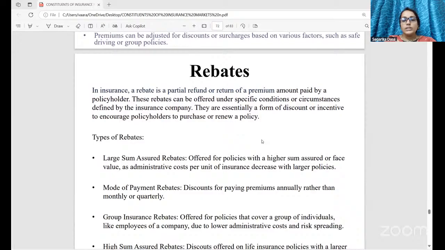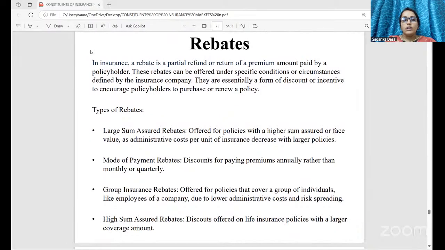Then another concept we come across in this topic is rebates. In insurance, a rebate is a partial refund or return of a premium amount paid by the policyholder. Now, say for example, if the policy period is for 10 years and for 5 years the premium is paid by the policyholder, and after the 5th year, now the policyholder wants to refund, wants to return, wants to get the premium back, then that process we call it a rebate.